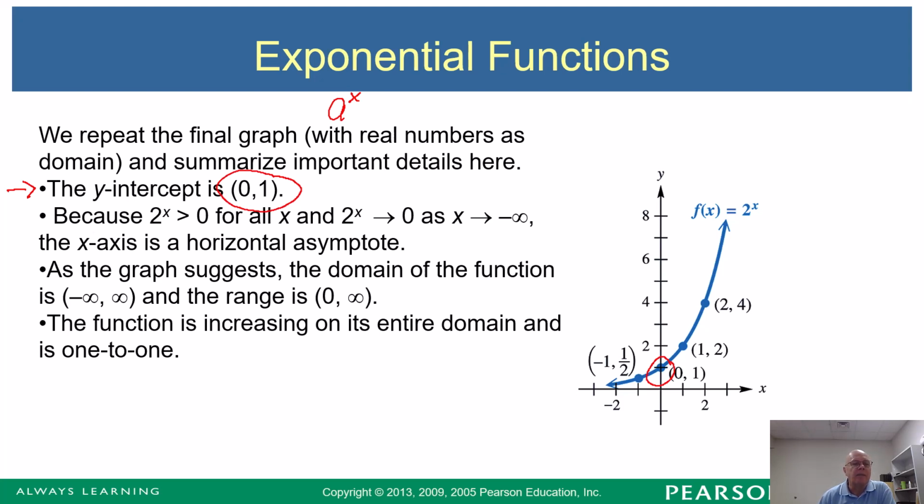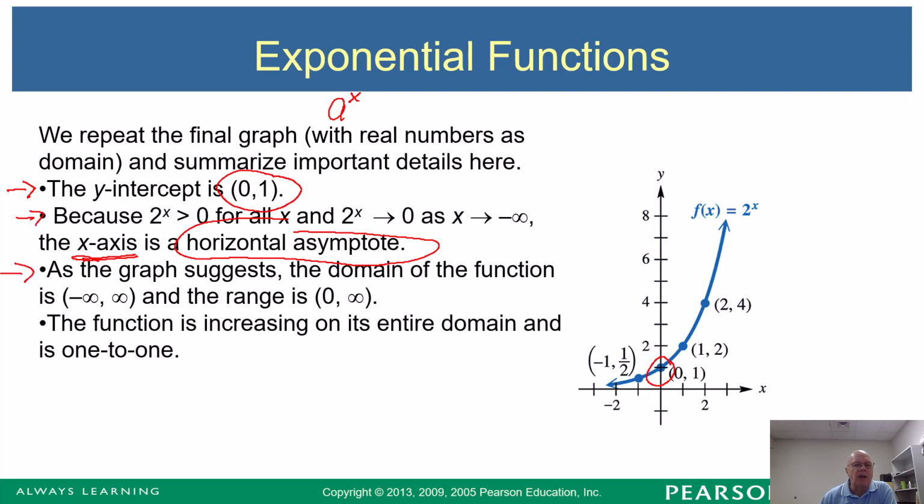Second, on the left-hand side, this blue curve approaches the x-axis without ever touching. It's called a horizontal asymptote because it approaches the x-axis closer and closer and closer, but asymptotes don't actually touch it. They just get closer and closer and closer.